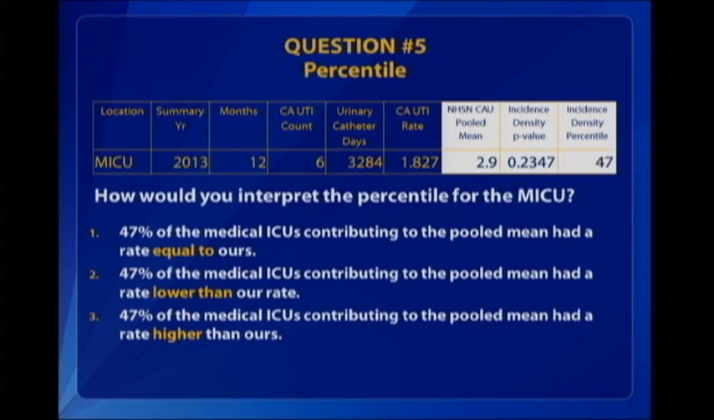Okay, so going on to our next question here. How would you interpret the percentile for the medical ICU, the percentile that's in this table? Would you say 47% of medical ICUs contributing to the pooled mean had a rate equal to ours, 47% had a rate lower than our rate, or 47% had a rate higher than our rate?